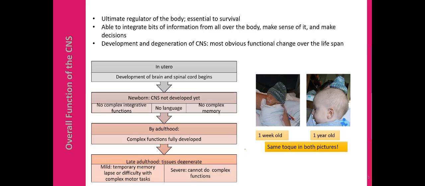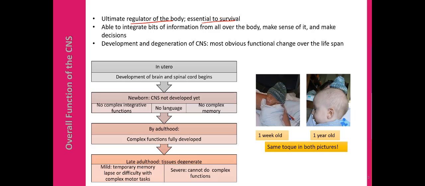When we look at the overall function of the central nervous system, we see here that it is the ultimate regulator of the body. It is essential to survival, and it is able to integrate bits of information from all over the body. Our brain receives a lot of input from different parts of our body, and our brain and spinal cord make sense of it, integrate it, analyze it, process it, and then make decisions and send those decisions out.